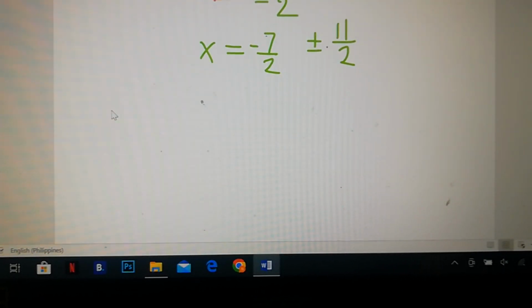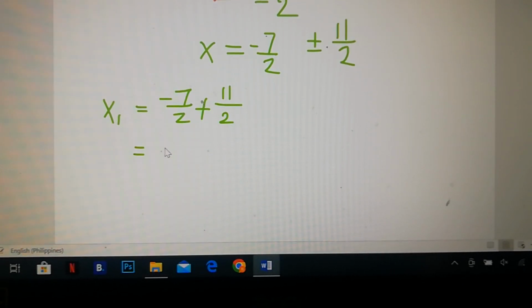So x therefore is equal to, so x sub 1 is equal to negative 7 over 2 plus 11 over 2, equal to 4 over 2, or simply equal to 2. X sub 1 is equal to 2.